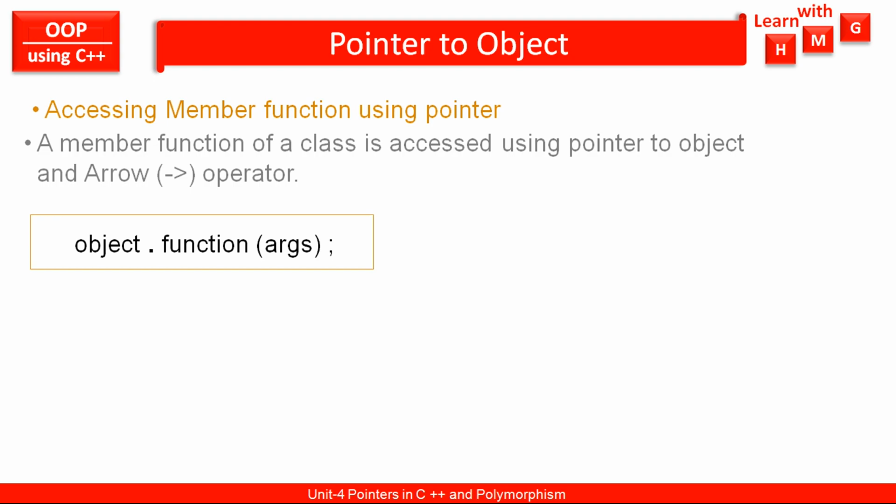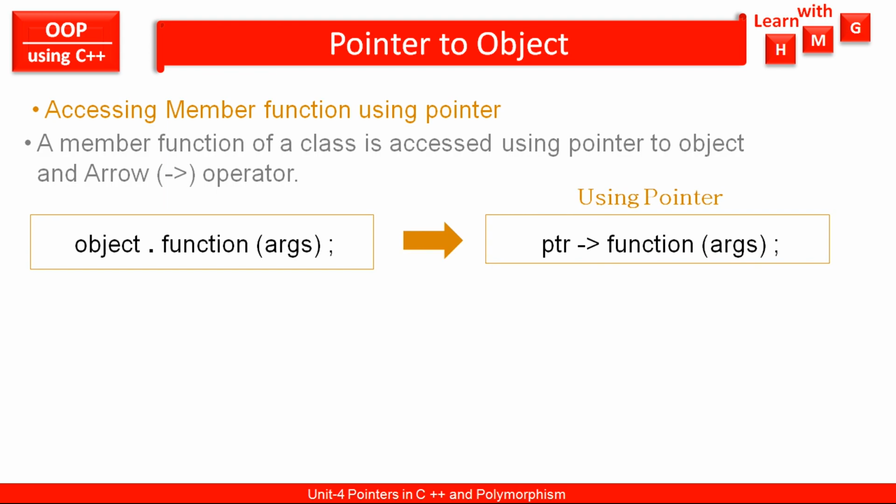So without a pointer, we can access or call a member function using an object and dot operator, and here we can pass the arguments also if there are any arguments. So object dot function, this is the conventional method using object and dot operator. The same thing you can do using the pointer like this: ptr arrow function and then arguments. So ptr is the pointer pointing to an object, and the arrow operator.